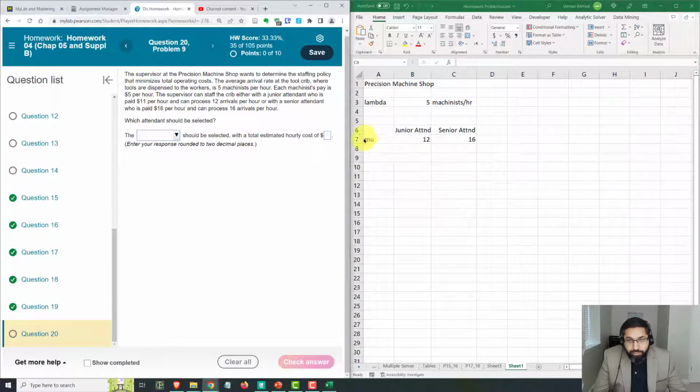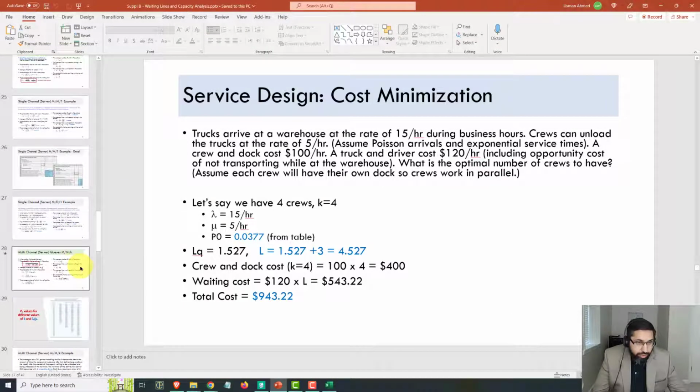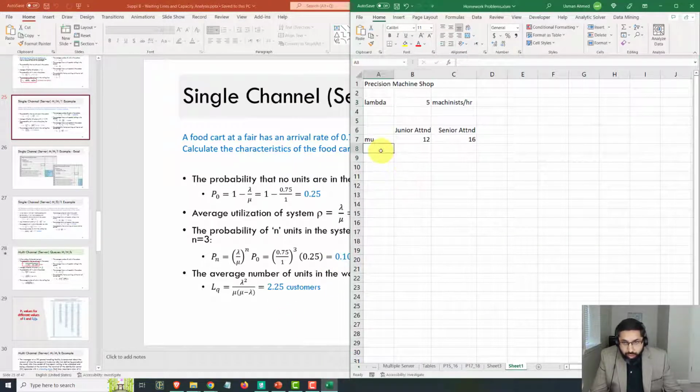Then the salary of each attendant is different. So what is the L when mu is this, and what is the L when mu is this? Lambda is this. So we go to MM1 systems because there's only one server, either a junior or senior. We don't have both servers, and so we need L, and L is LQ plus lambda over mu, and this is LQ. So we find LQ, and we find L. Then we can find the waiting cost.